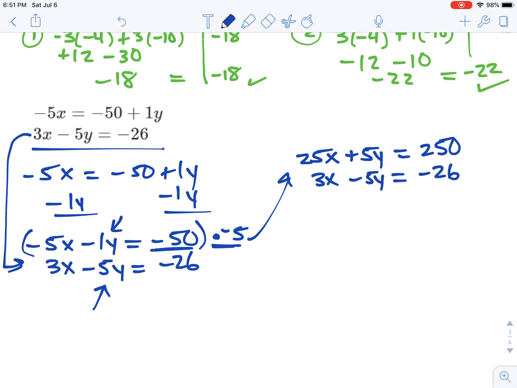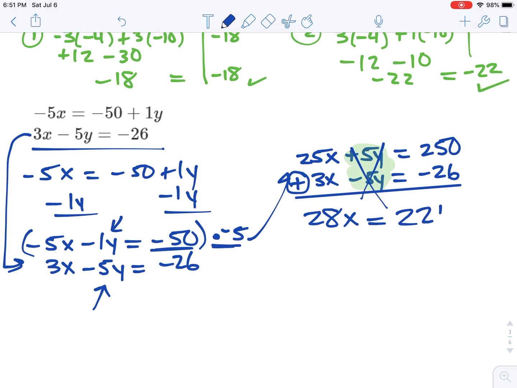And now I have opposites here with the y's. These are opposites, which is good for elimination. That's what we want to do. We want to eliminate things by adding here and getting them to go away. So when we do that, the y's are eliminated, and we're given 28x equaling 224. Then what we need to do is just simply solve this one-step equation, divide by 28 on both sides.